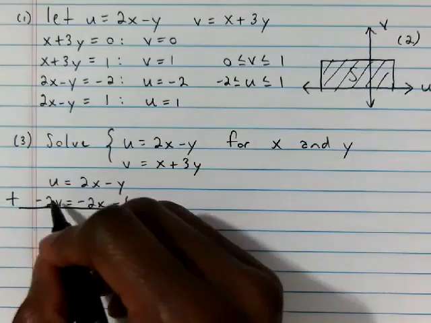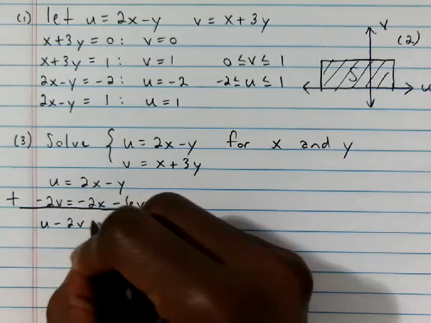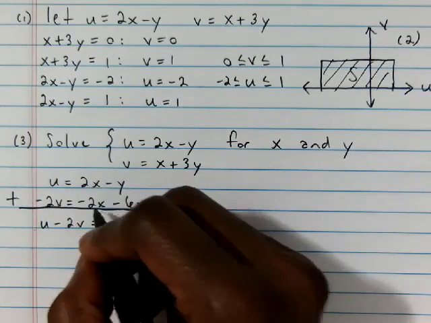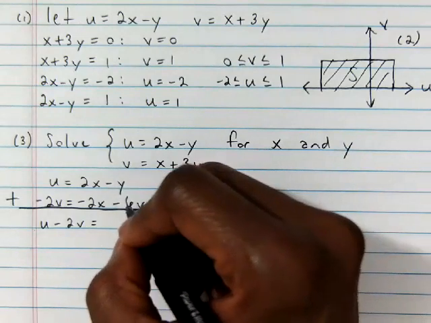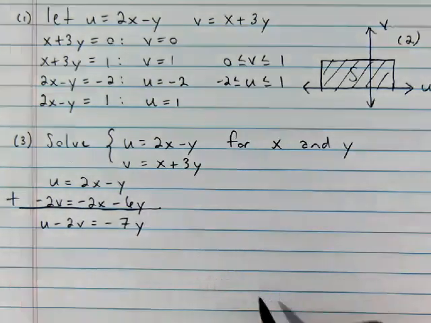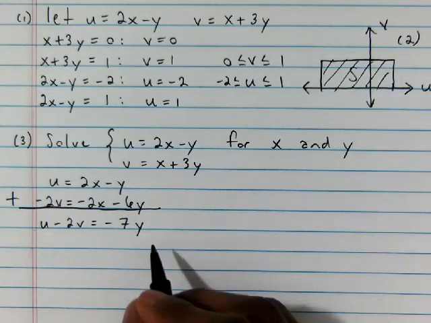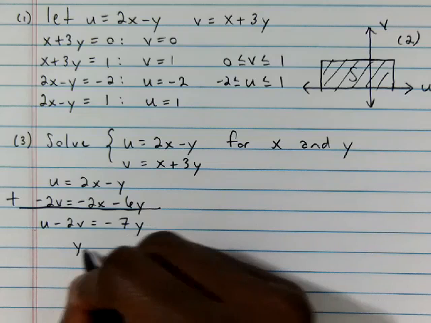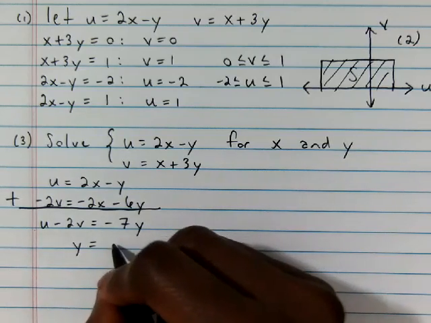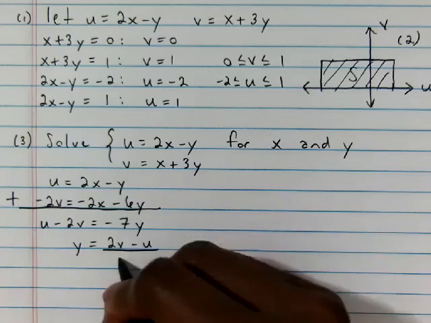And I'm going to get u minus 2v equals, the x's will go away. And then I have y minus 6y, so I end up with -7y. And remember, we're trying to solve for x and y, so all I need to do here is divide both sides by -7. And I end up with y equals (2v minus u) over 7.